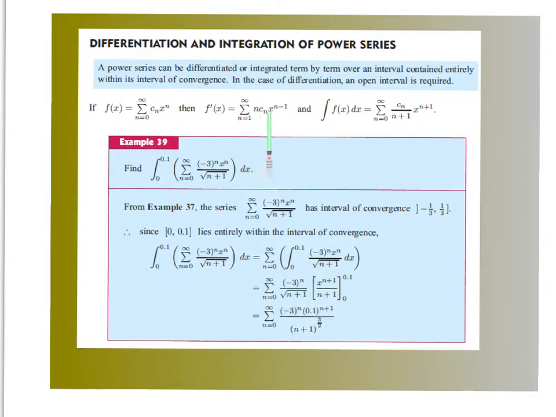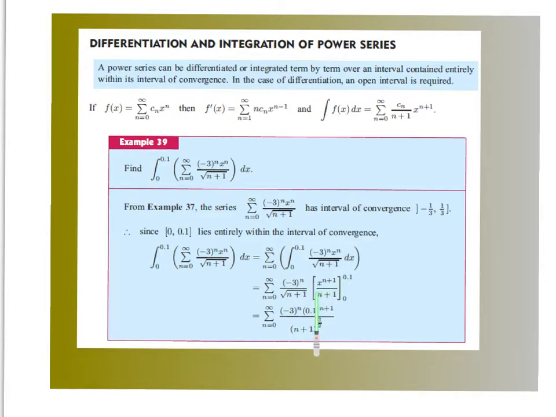So the derivative would be: bring the exponent down in front, reduce the power by 1. Same thing with the integral. We would add 1 to the exponent and then divide by that same thing. Now, if we wanted to take a definite integral of some series, what would need to happen is this interval has to be in the interval of convergence. If it's not, then it doesn't exist. Okay, that's the important thing here.